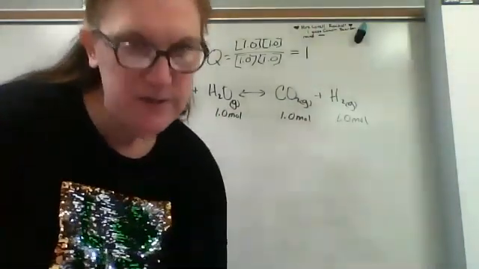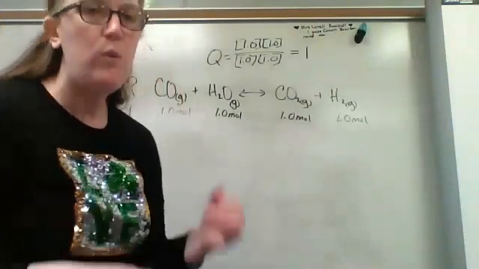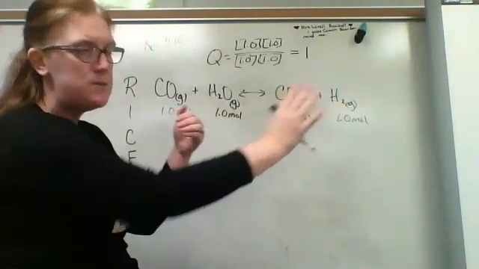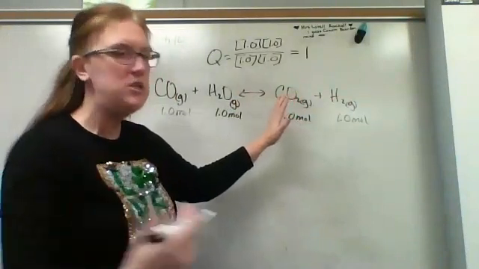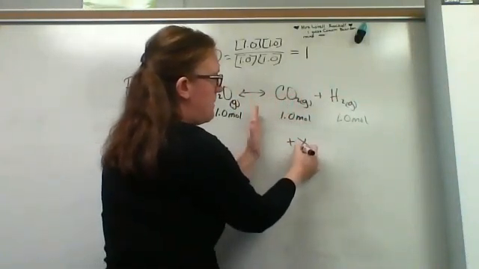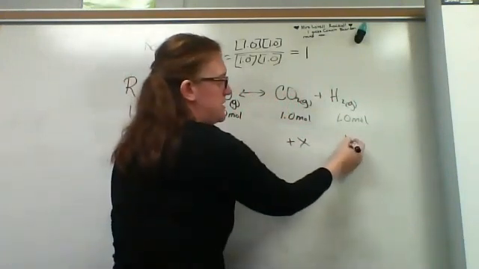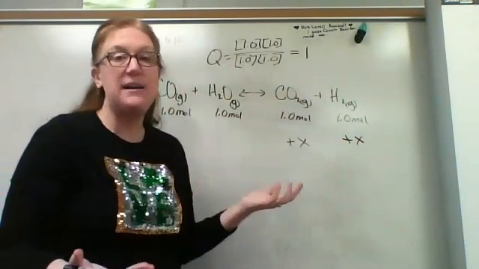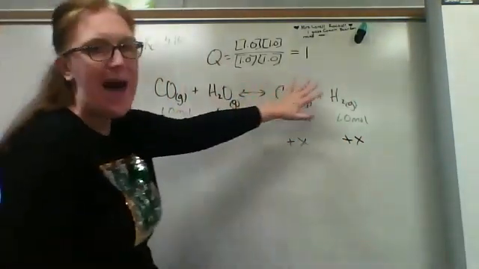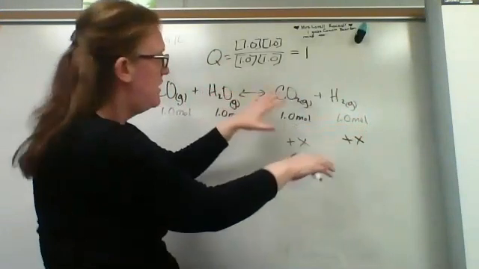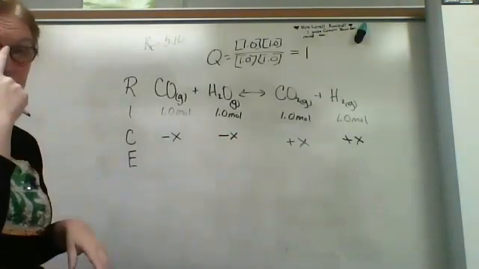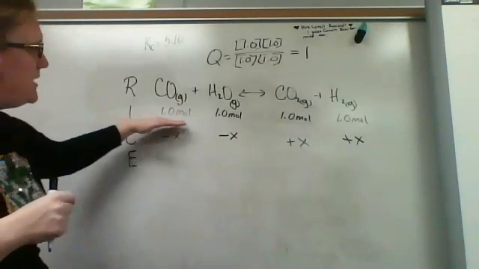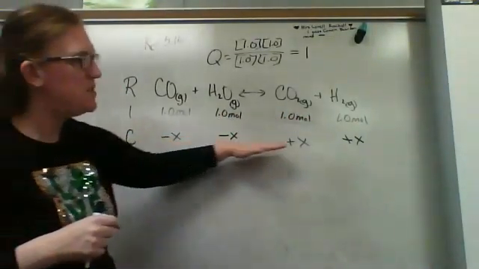So what we need to do is figure out what the change is going to be. We know this is going to shift to the right. So all of these concentrations on the product side are going to increase by X amount. We don't know what X is yet. If you add X to the product side, because that's how it shifts to the right, what would you do over here? Subtract X. So our change is going to be minus X and minus X. Here are our initial concentrations, and here's the change in X.